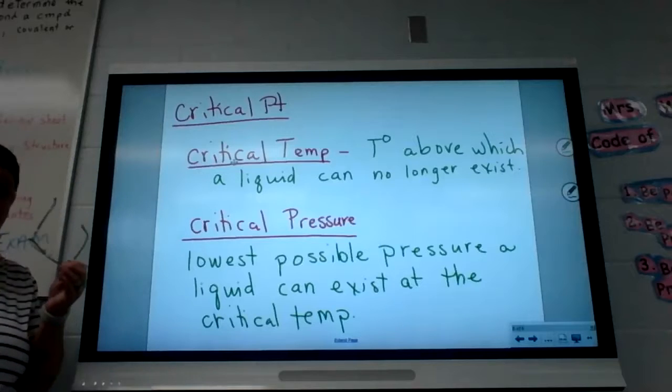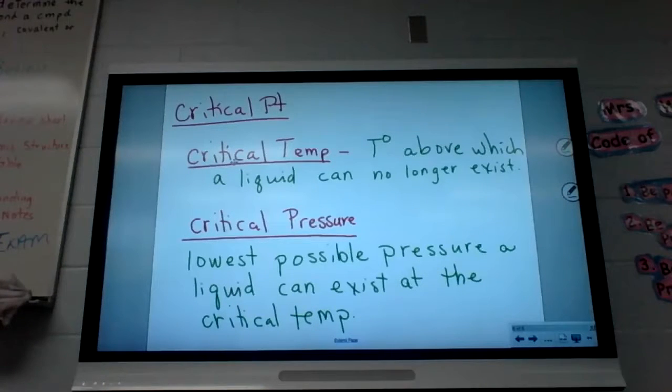The critical pressure is defined as the lowest possible pressure a liquid can exist at the critical temperature. Now, the only explanation I can give you is they're sort of defined as opposites of each other. The critical temperature is defined as it can't exist beyond this, and the critical pressure is it can exist up till you get to this. So less than this, it can't exist, and beyond this, it can't exist. Why we need two different definitions, I just don't have anything. Seems to me one would be sufficient, but it's not.